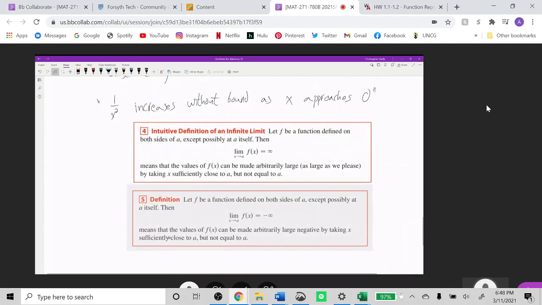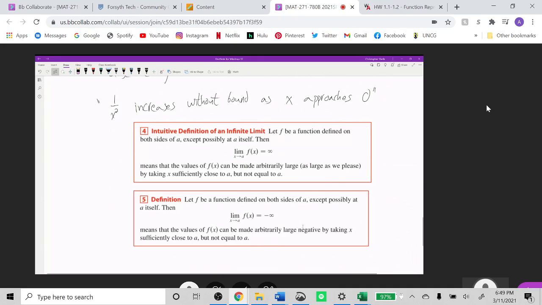These things say the same thing. I'm pretty sure. These are literally exactly the same words, but exchanging things like arbitrarily large with the phrase arbitrarily large negative, and exchanging, really that's it, right? The infinity for negative infinity.